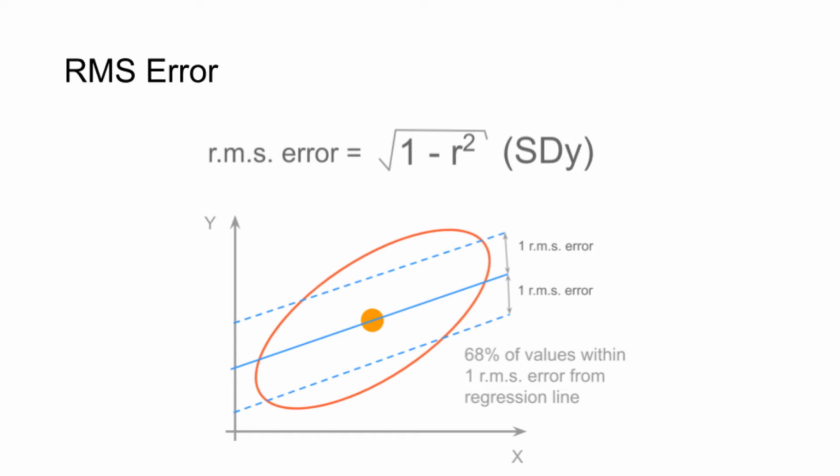RMS error is essentially the standard deviation around your regression line. So the area between one RMS error above and below the line accounts for 68% of the data. An RMS error approximates the spread around the data more accurately than using either the standard deviation of the x-axis or the y-axis alone.